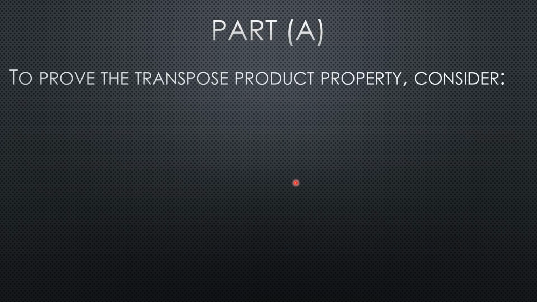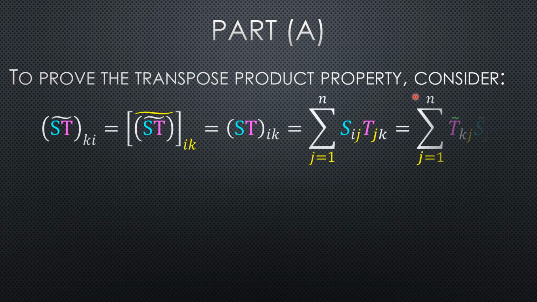All right, so part A. To prove the transpose product property, let's consider the definitions. Here we have the product ST, which has dimensions KI thanks to the transpose. Now, if we take the transpose again on this, that equates to us switching the rows and columns, much like we saw a couple questions ago.